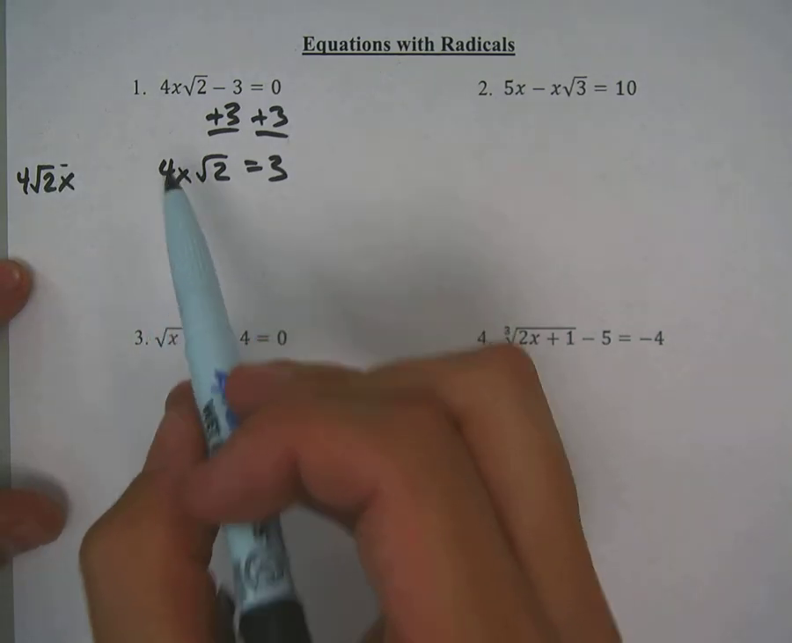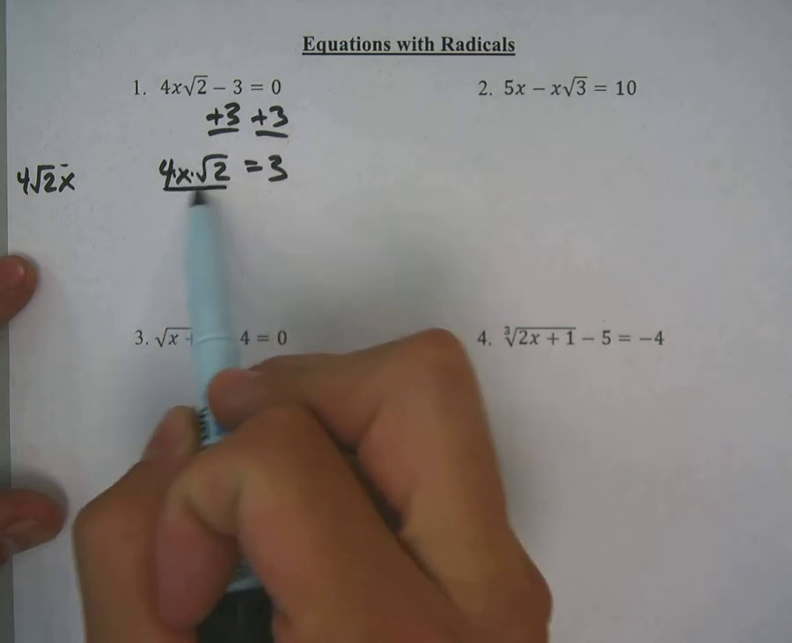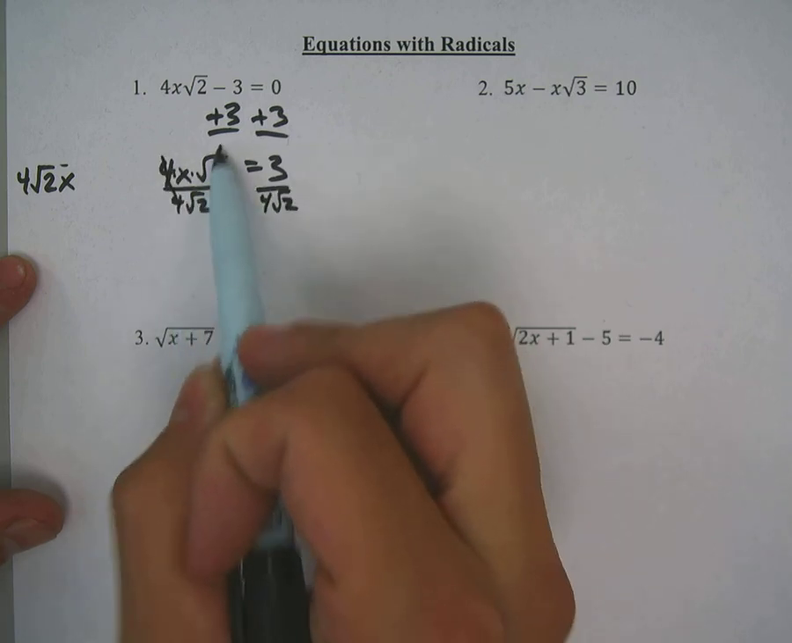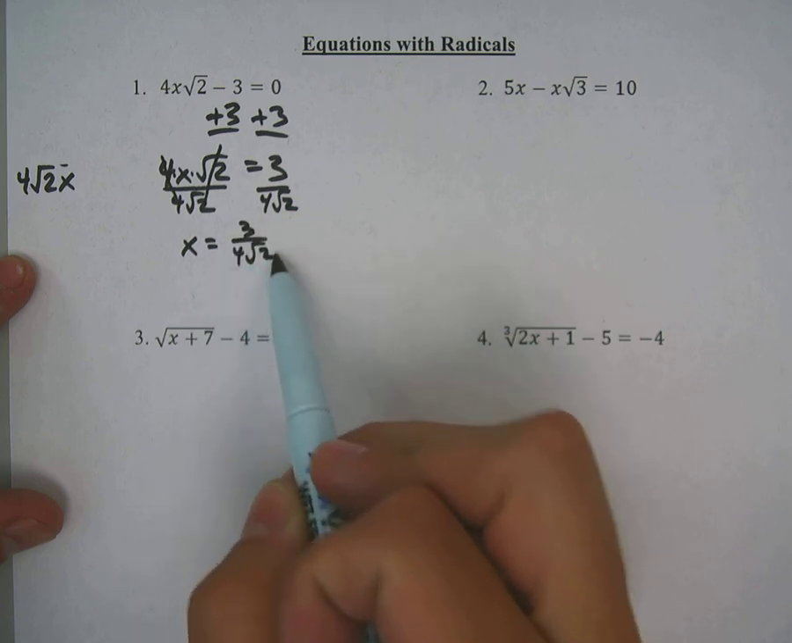And so the next step then is to just divide. Remember, all this right here means multiply. So I'm just going to divide by 4 root 2. So cancel, cancel. X equals 3 over 4 root 2.